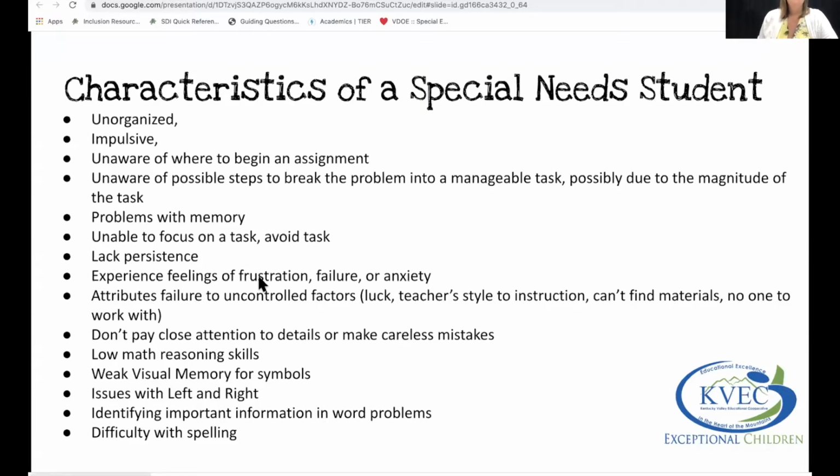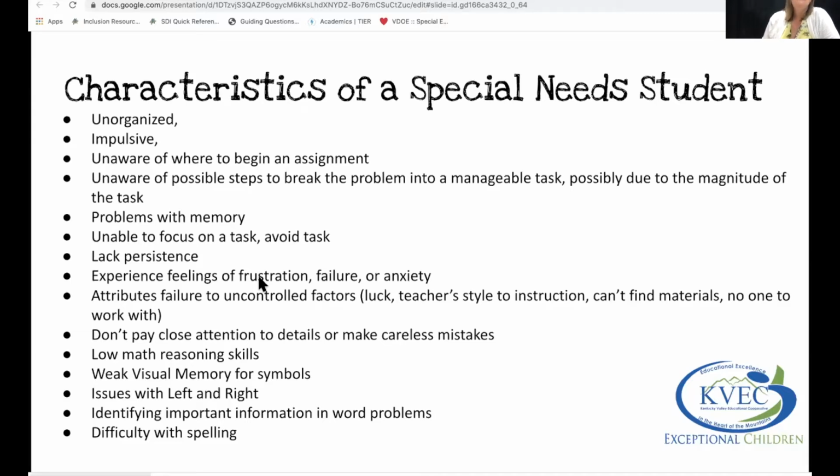Now, issues with left and right. Believe it or not, this is huge. And we do some games with left and right if you've ever done Equipping Minds, getting the students familiar with what is left, what is right, and it's simply by using arrows. So if you're interested in that and you have a student who has trouble with left and right, contact Doug Smith or you can contact me and we will set you up with some of those so that you can actually use those in your classroom.